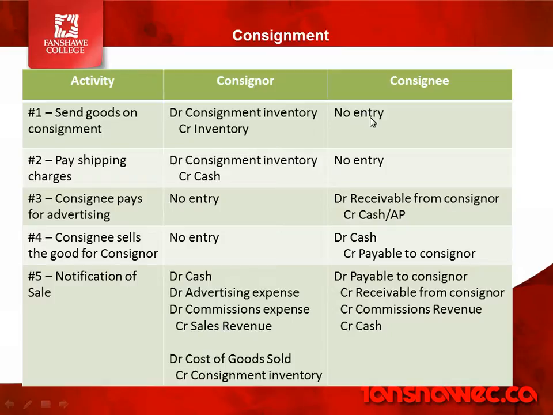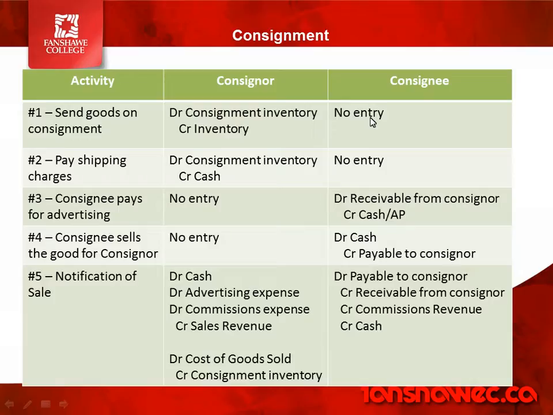So that's what we do on the consignor side to recognize our revenue and some of our expenses, but there's still one expense left that you can't forget about, and that's the fact that we've sold some inventory. So we need to move the value of that out of our consignment inventory and onto the income statement as cost of goods sold, right? So the final entry that's required is a debit to cost of goods sold and a credit to consignment inventory for the value of the inventory sold, okay?